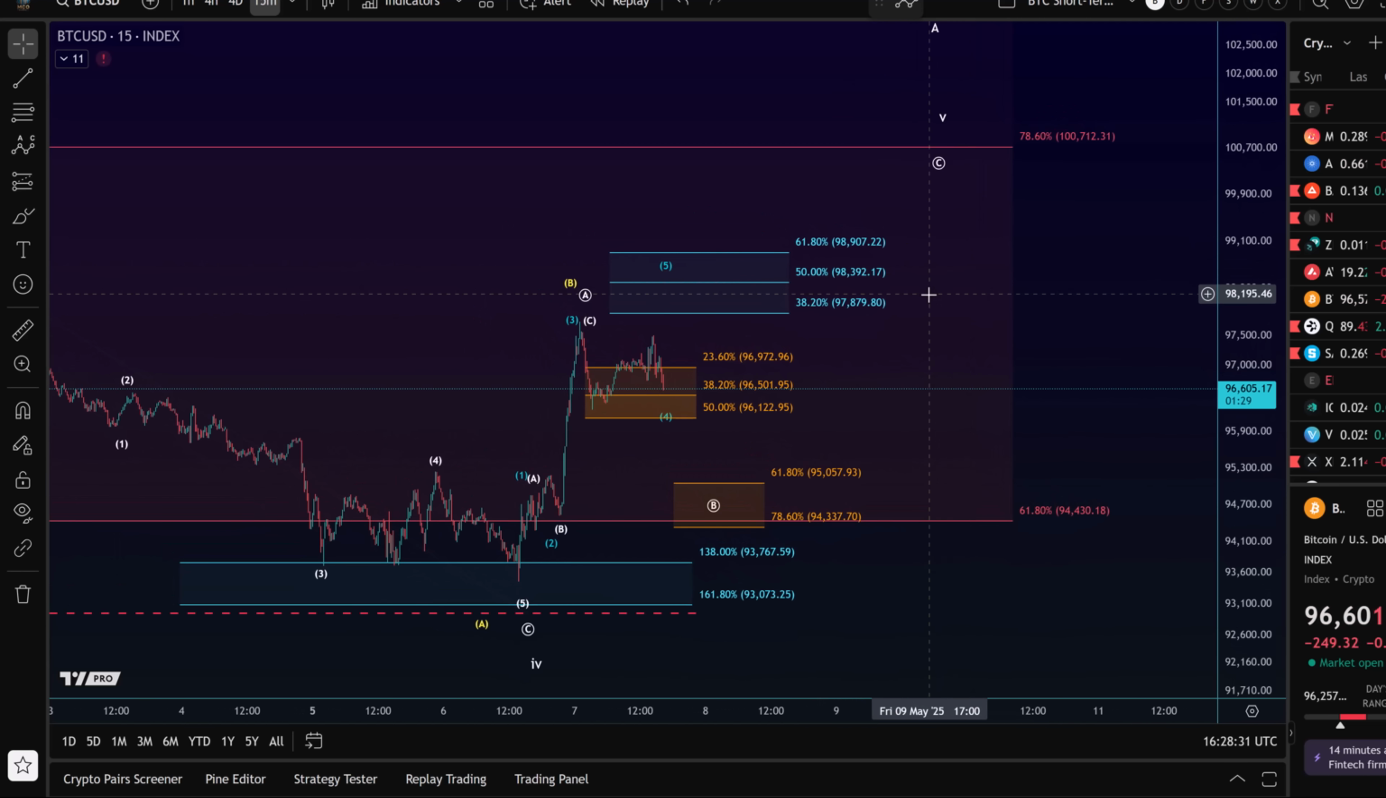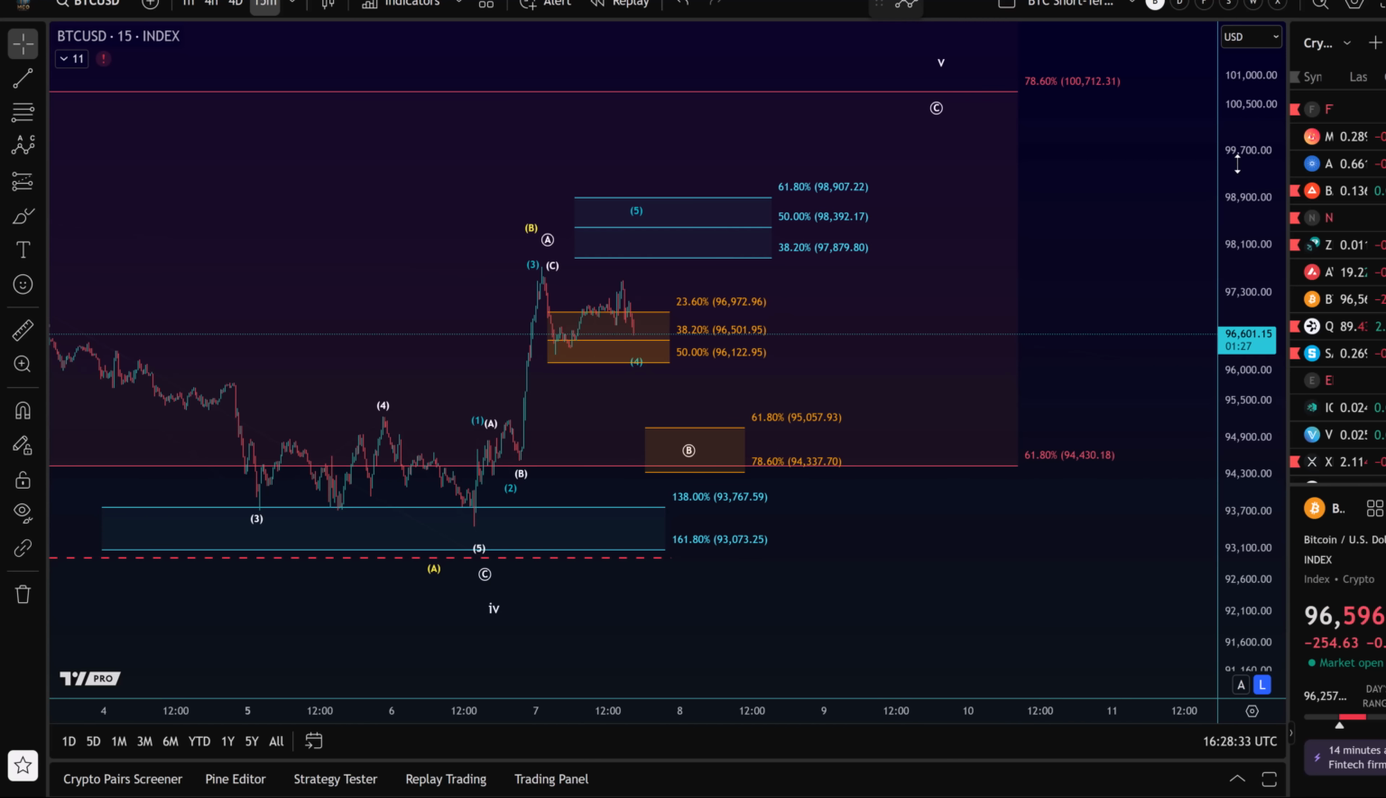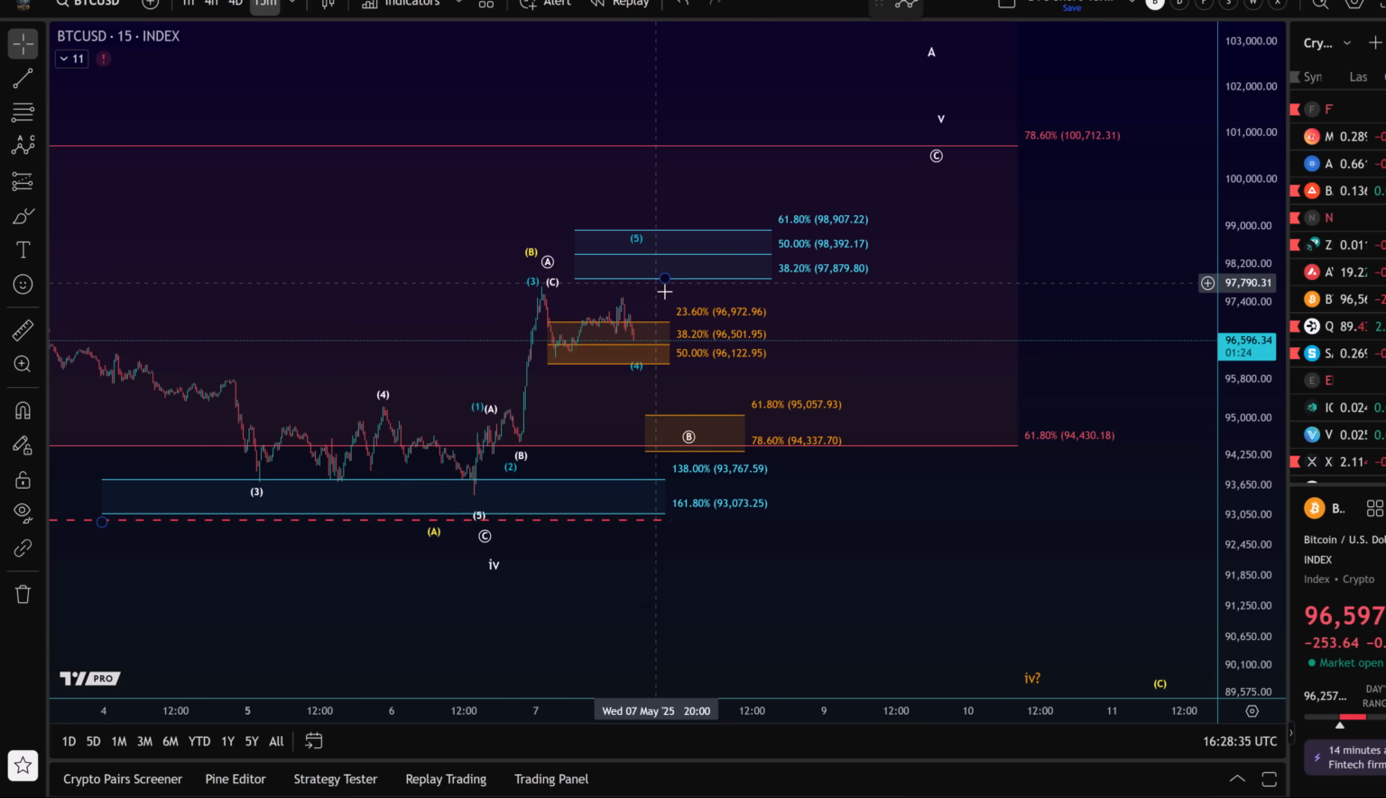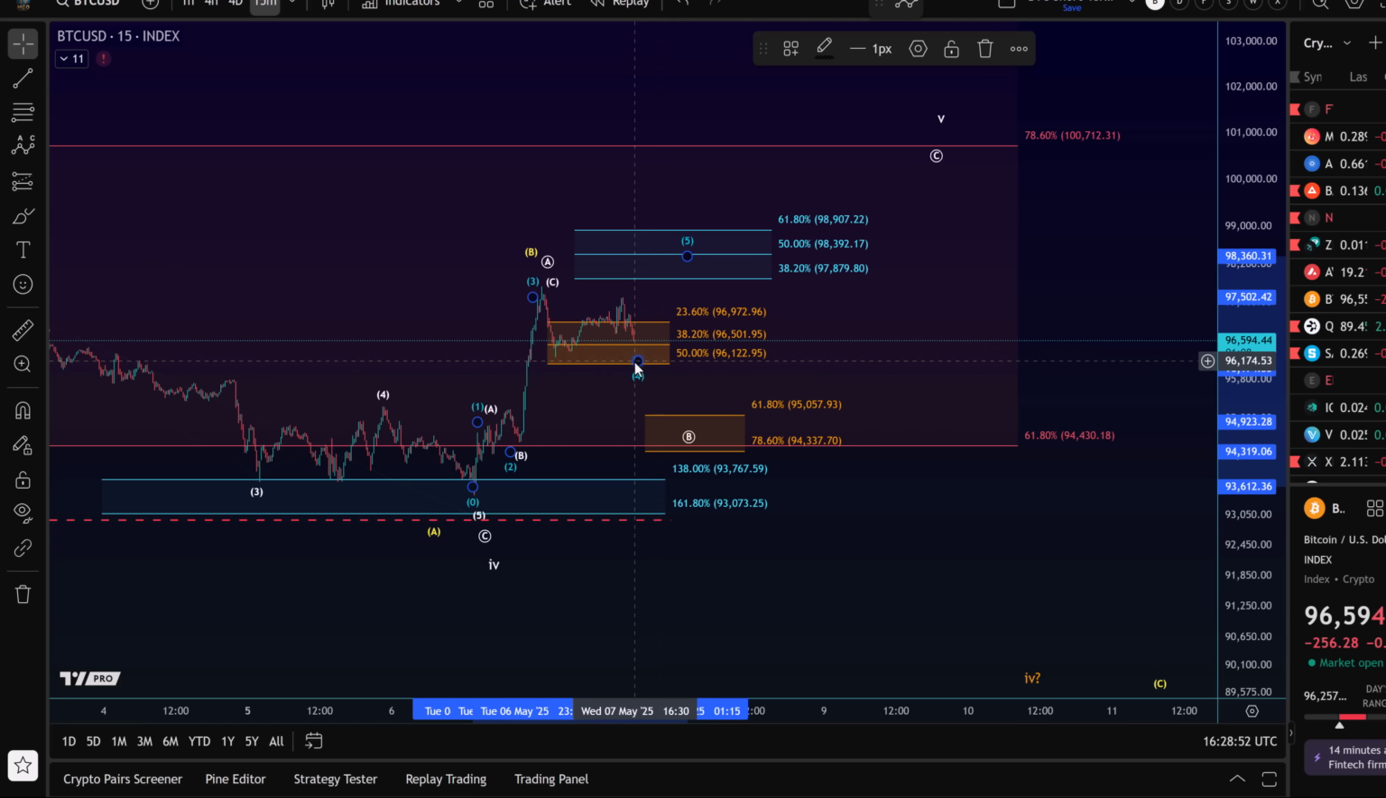Okay. So what I am tracking here on the chart is the area between 96,122 and $96,972. That's standard Fibonacci support for a fourth wave pullback. However, as I explained to you in the previous video, we could get one more high, absolutely. But first of all, most of that rally is likely done. So we could get one more high as long as we're holding support.